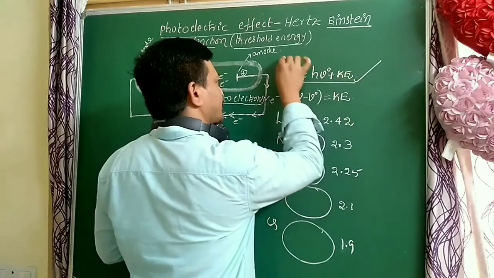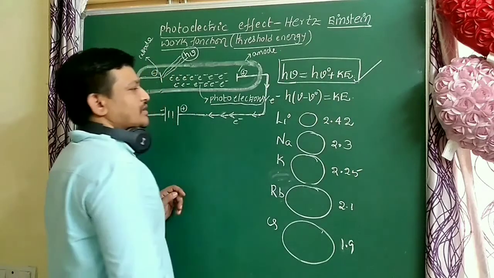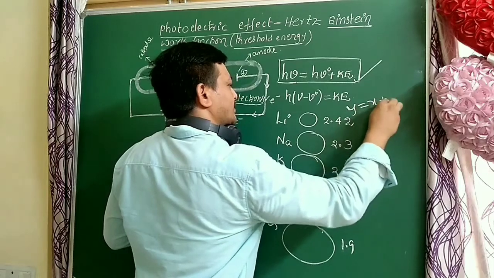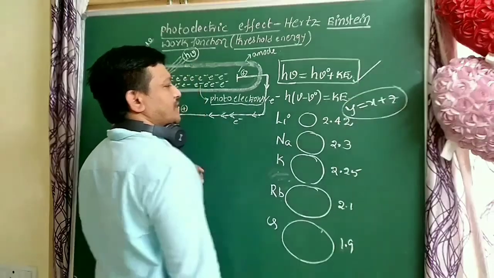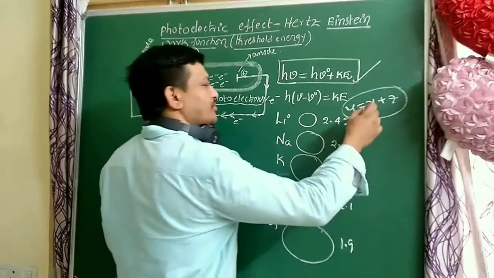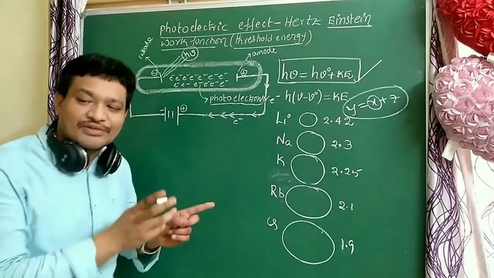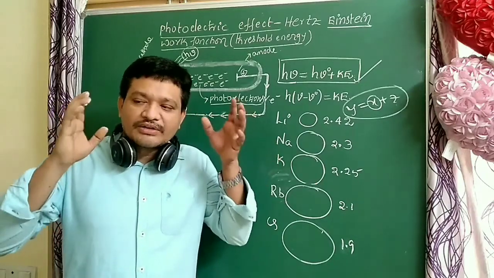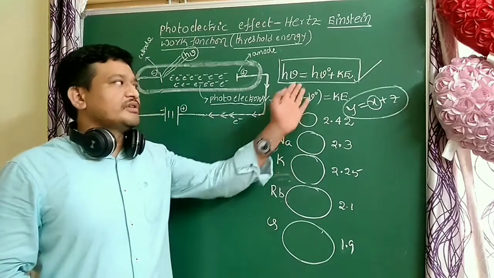Based on this formula, some problems are there. Light energy is given, kinetic energy is given, calculate the threshold energy. It is like the formula y equals x plus z. If y and z are given, you have to calculate x. If x and z are given, you calculate y. Whatever it may be, two values are given, and you have to calculate only one value. These are simple calculations based on this formula.